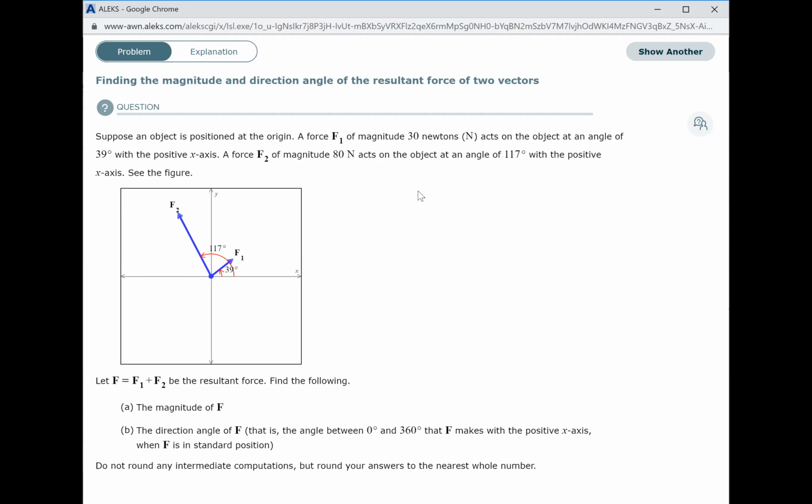So when they give you an object, it gives you two forces. What you need to take from this is force 1 with 30 newtons and 39 degrees, force 2 with 80 newtons and 117 degrees. That's what we need to know for the problem. I'm just going to write those down so we don't forget them. So F sub 1 had 30 newtons and 39 degrees, and F sub 2 was 80 newtons and 117 degrees.